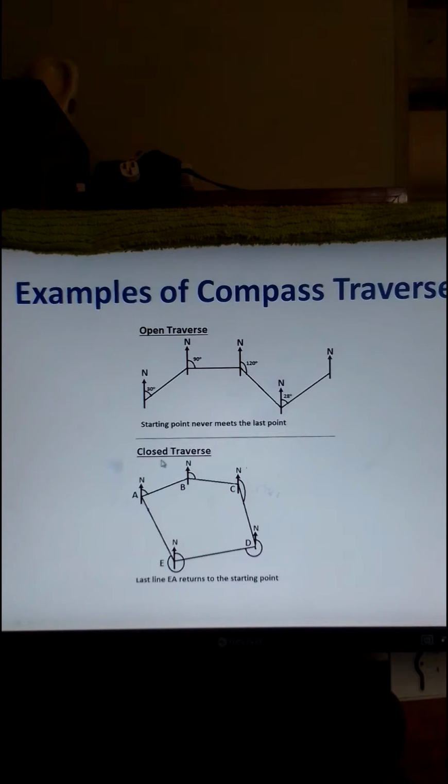Now we also have the closed traverse, which forms a loop, and in this traverse, the last line, like here EA, returns to the starting point. So this is a closed traverse with 5 survey stations and 5 survey lines.